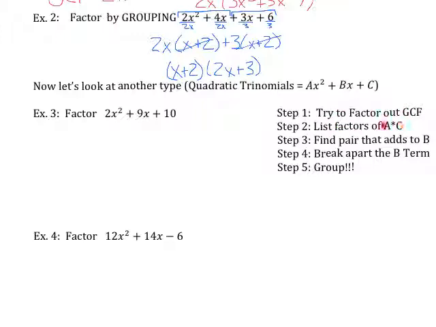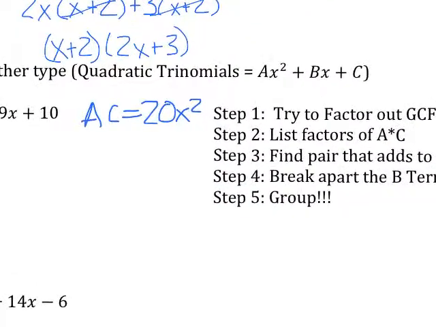So I want to list the factors of A times C. So I want AC, A being 2x squared, and C being 10. So if I multiply 2x squared times 10, I get 20x squared. Okay, so I'm looking for the factors of 20x squared, meaning 2 things I can multiply together to get 20x squared. So in order to get 20, I could do 1 times 20. And in order to get the x squared, I have to do x times x. So 1 and 20x, because 1x times 20x is 20x squared.